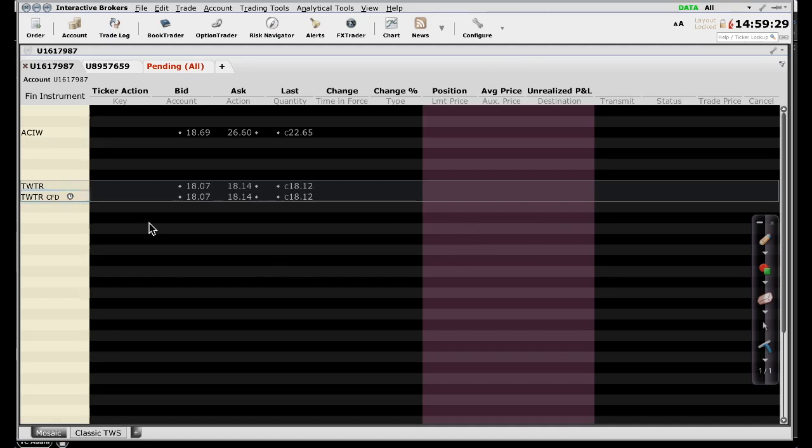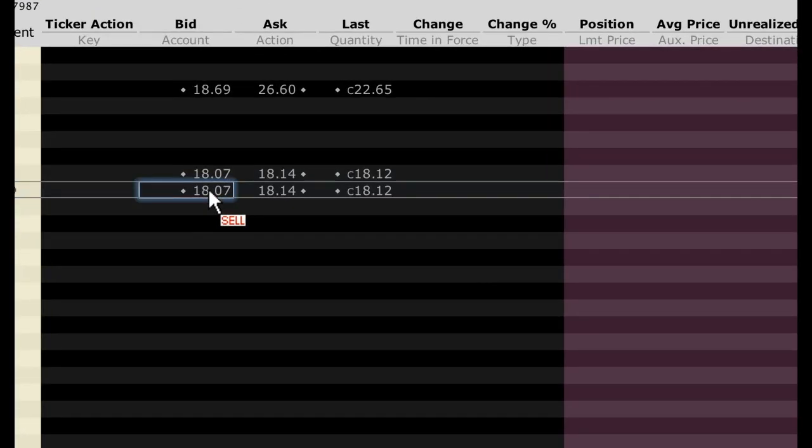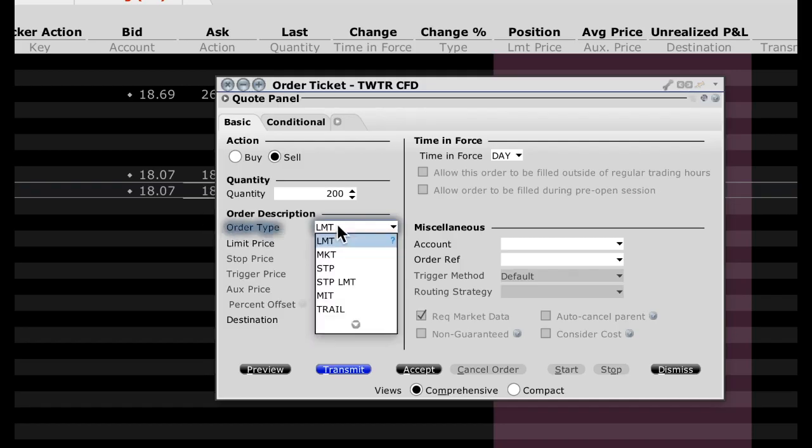Right. So to sell short, I'm selling, I click on sell, the bid. So click sell. Let's say I want to sell 200 shares of Twitter. And again, I always enter with a stop limit order. Stop limit.